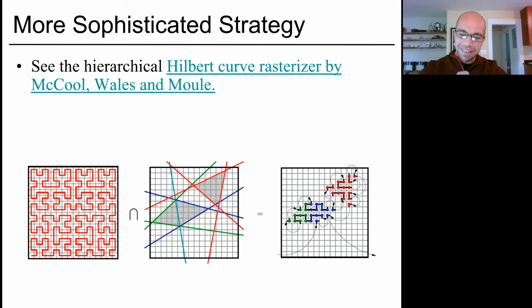So one more sophisticated technique that was proposed by Mick Cool, also a great name, is to use a Hilbert curve, one of these space filling curves, to traverse the pixels on a screen. This is kind of useful, I think, because they're a little more local or compact relative to doing things line by line.